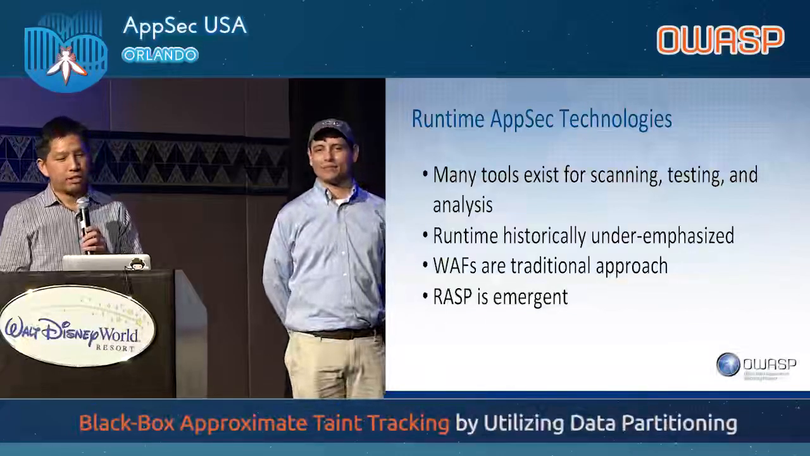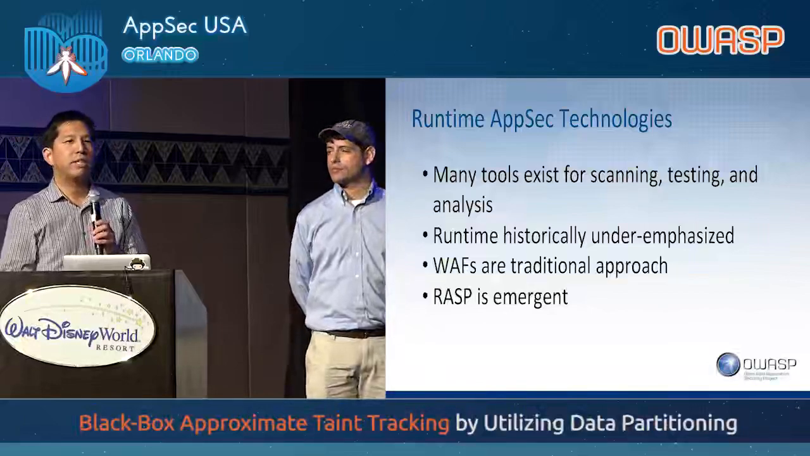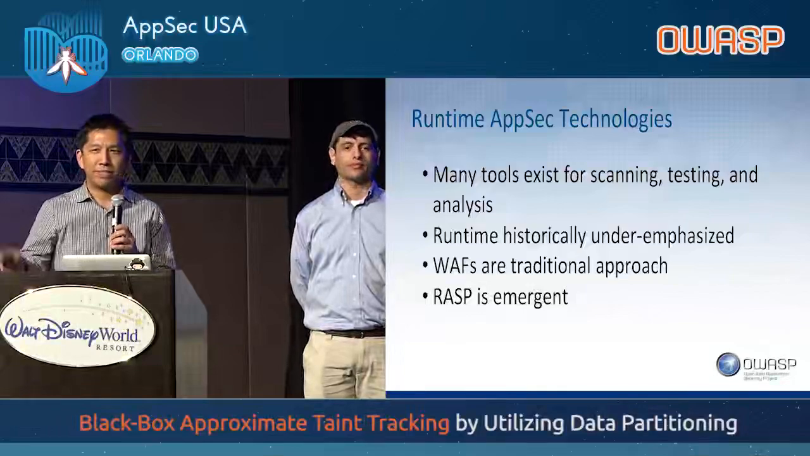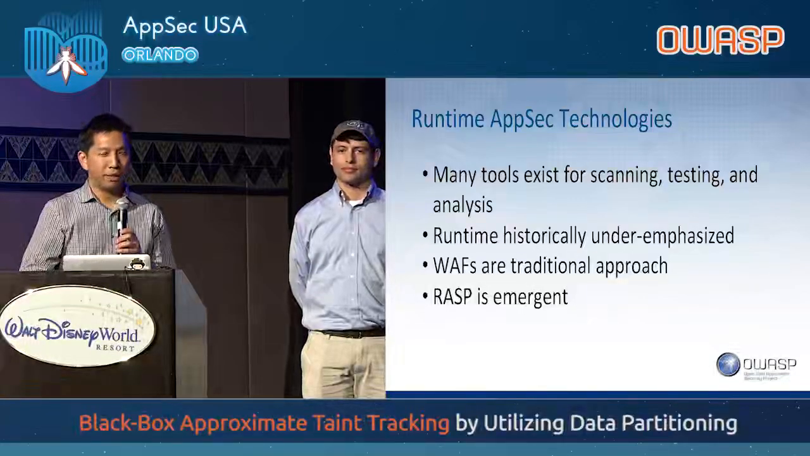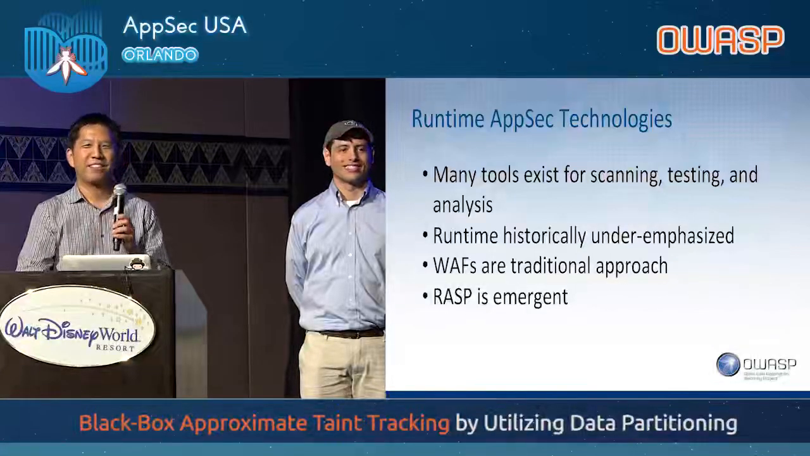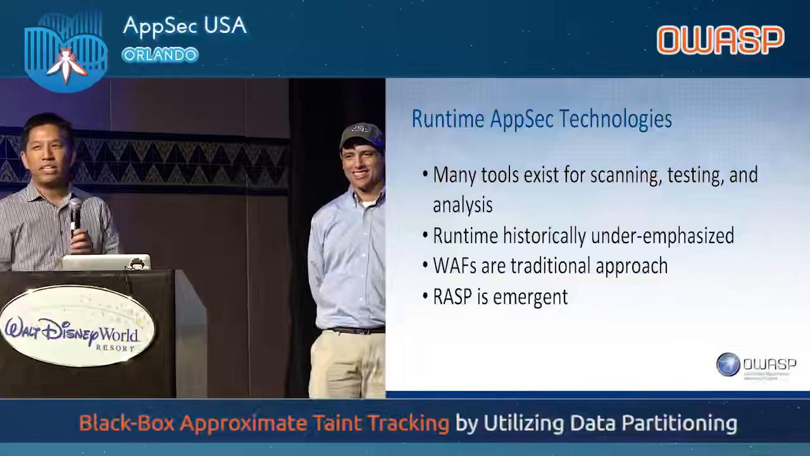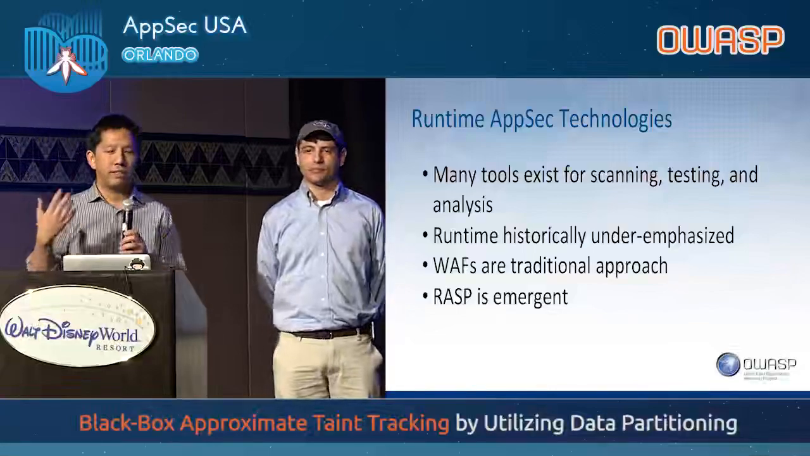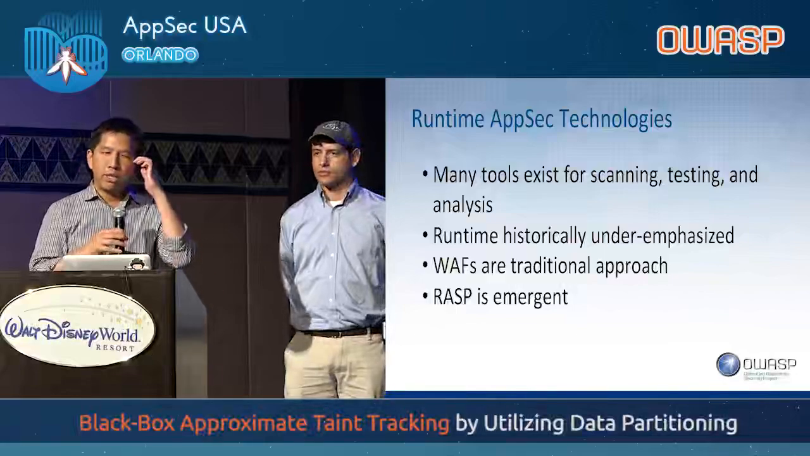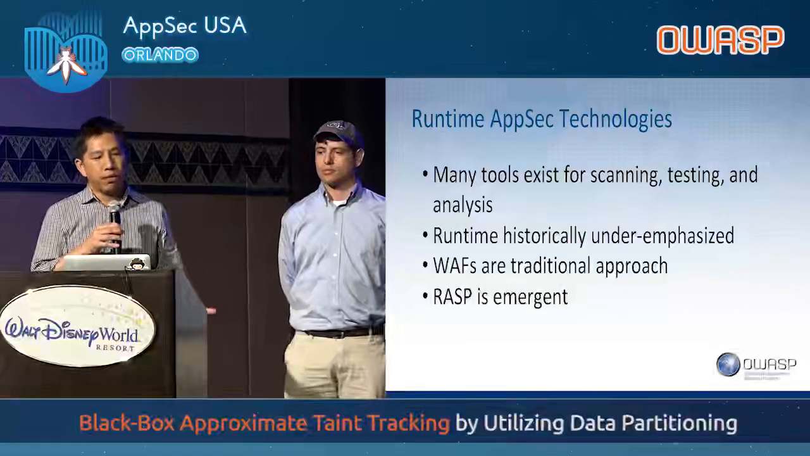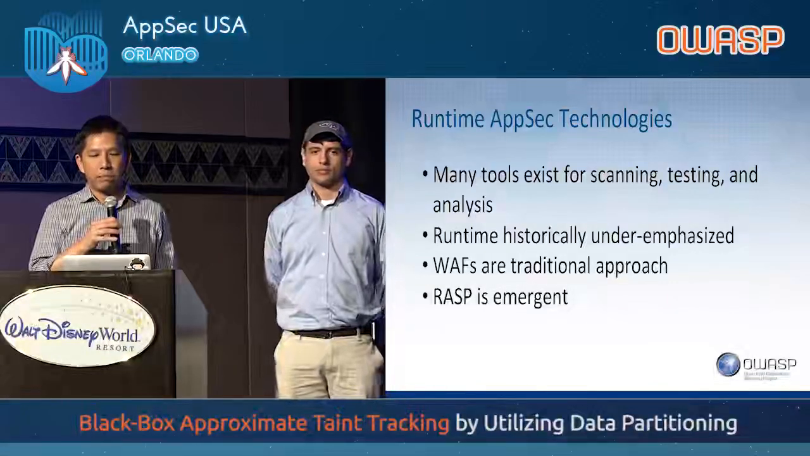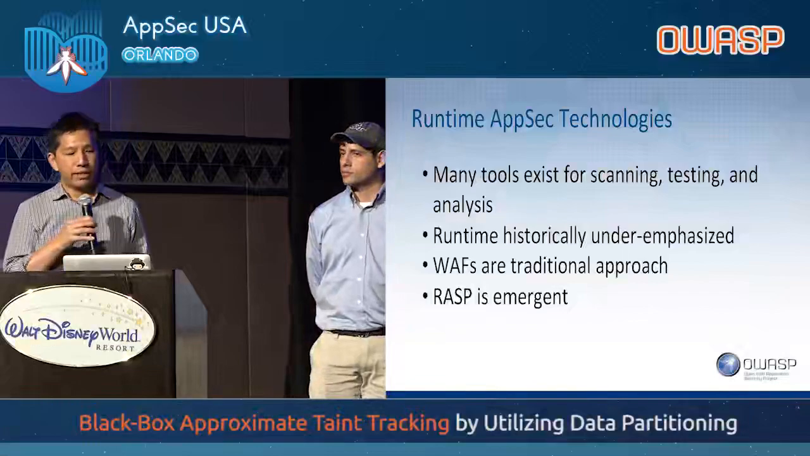Another technology that's emerging right now is called RASP. How many have heard of RASP? Okay, almost as many as heard of WAF. How many use RASP? Okay, there's a few hands there. Great. So you can see the difference: WAFs are what's well known, what the industry has been reliant upon for runtime security. But RASP is emergent, and why is that?